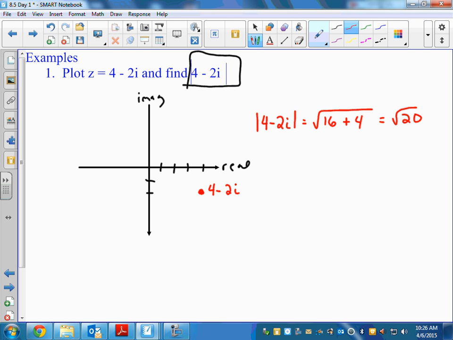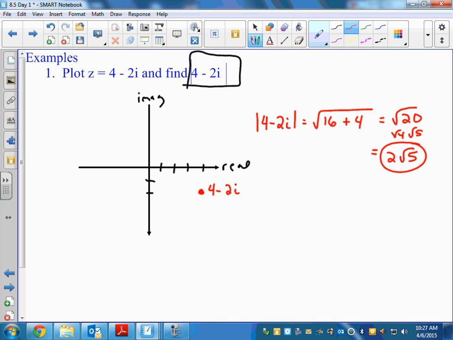You think I want you to leave this as the square root of 20? No. You think I want you to give me a decimal? No. Simplify. That's the square root of 4 and the square root of 5, so 2 radical 5. That's just the answer of the modulus, or the distance.